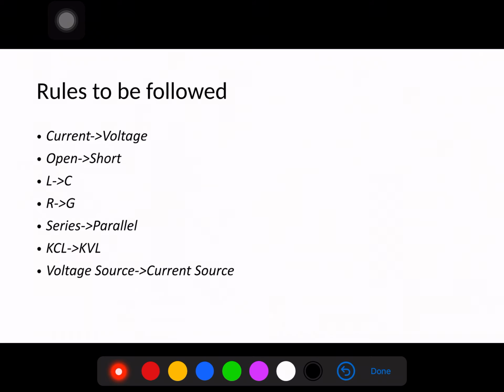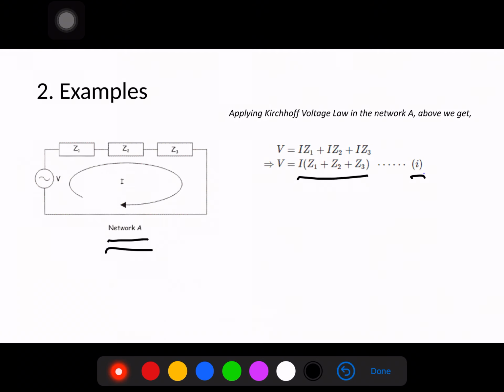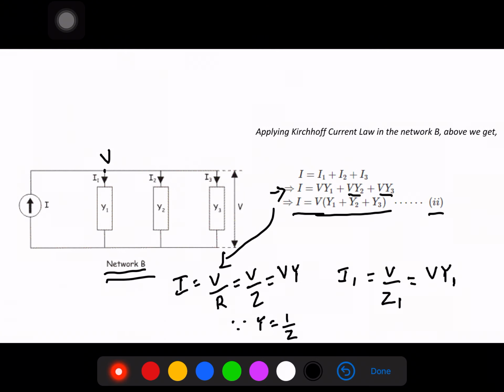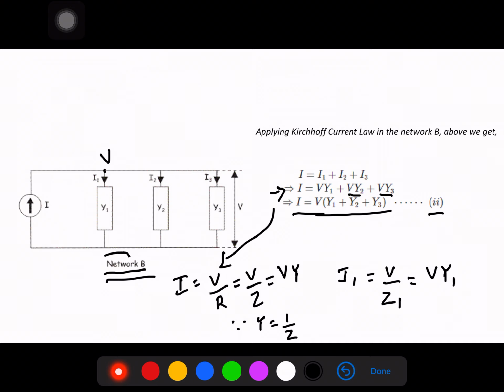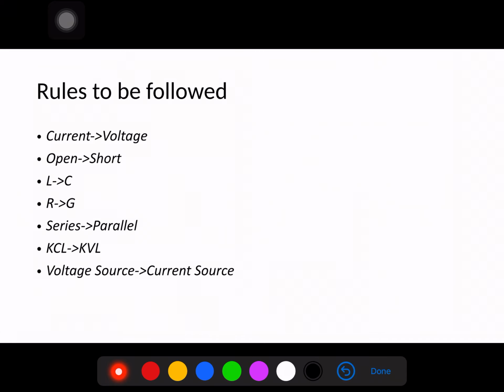Now these are some of the rules to be followed. Here I have shown you two circuits and how they are dual of each other. But in the exam, mostly you will get a question where you have network A and you have to draw the dual of this network. So you have to arrive at network B. We are going to see how you can apply the duality principle from network A to come to network B. So these are some of the rules that you have to follow.